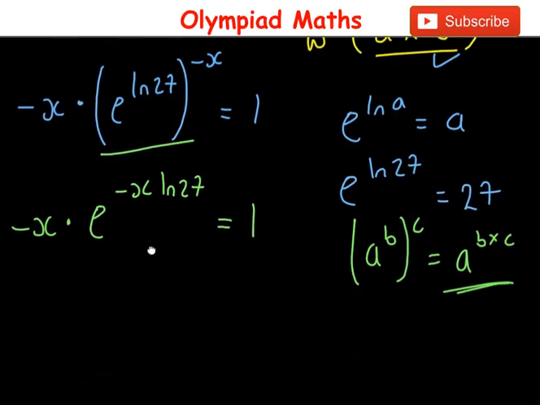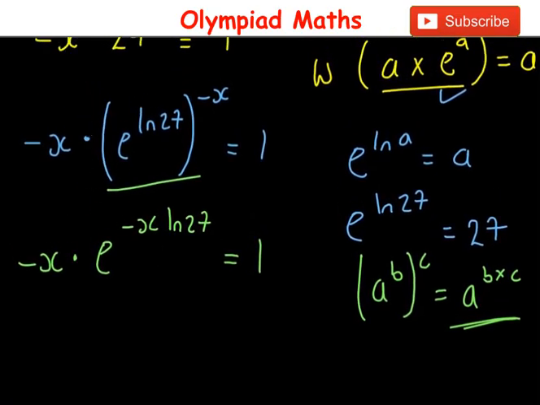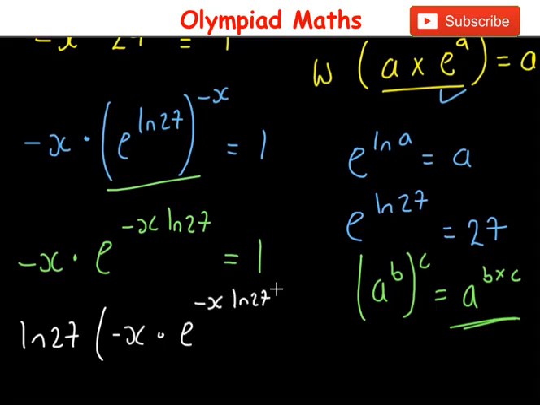And also, if you look at this again, you will notice that this right here, minus x, is not equal to the power. And for us to make use of the Lambert W function, a right here must equal the power a right here. So to do this, we are also going to multiply this equation by ln 27. So ln 27 multiplied by minus x times e raised to power minus x times ln 27 is equal to 1 times ln 27.